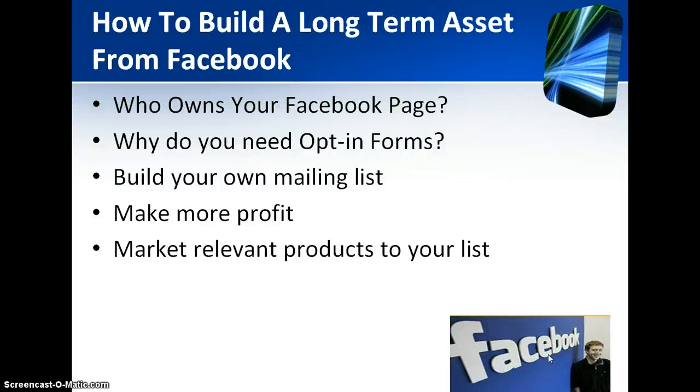If somebody comes to your Facebook fan page and you don't have an opt-in form, which we call an opt-in form on your website, somebody will come there, look at it, and go away again. Whereas if we offer them something of value, they'll exchange their name and email address with you, and then we can market relevant products in that niche market to them over and over again. So our main aim here is to build our mailing list to make more profit, and again, market those relevant products to the list. Okay, so just think about that.